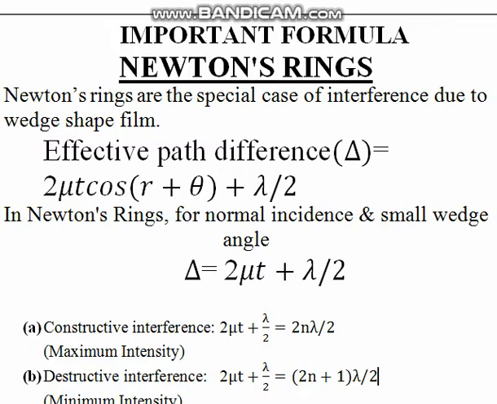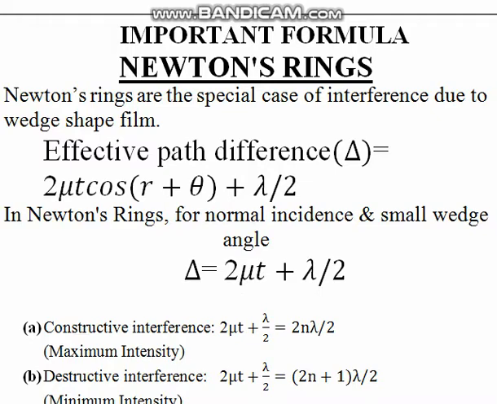The effective path difference in the case of reflected light is the same as for the inclined film. It is 2 mu t cos r plus lambda by 2. This is the effective path difference between any two rays in the reflected case. In Newton's rings we consider normal incidence and a small wedge angle, so the path difference becomes 2 mu t plus lambda upon 2.